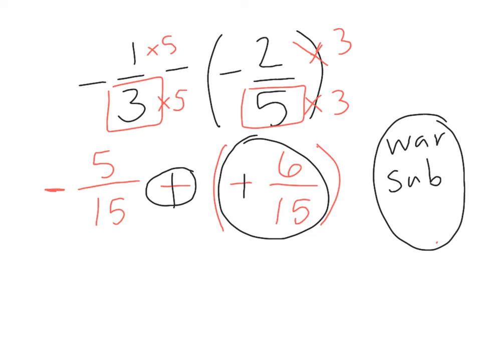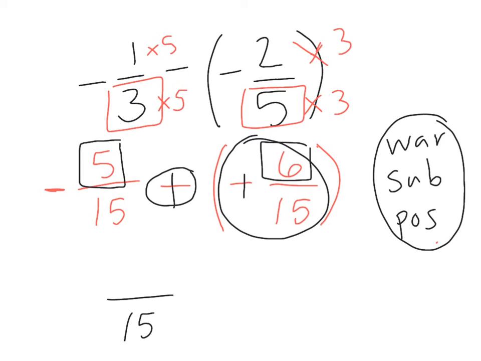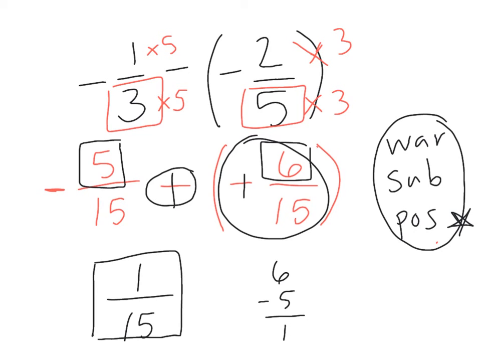And then my final answer, since I have a common denominator of 15, I'm just comparing my numerators here. A negative 5 and a positive 6. So my final answer is going to be positive because I have more humans than snakes. So I have 15 is my denominator. 6 minus 5 is 1. Just going to double check my bubble. My answer should be positive. 1/15 is in simplest form. So 1/15 is my answer.